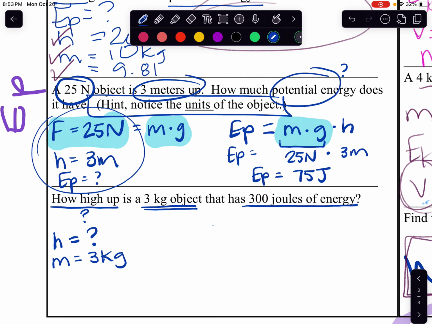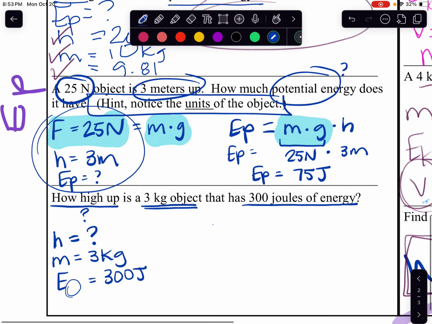And then they do something a little tricky. They just say it has 300 joules of energy. So we're like, okay, some type of energy. Maybe I don't know what type yet, kinetic or potential or some other type, but some type has 300 joules. How can we figure out what type of energy that is? Let's just do both examples right here. If it were potential energy, the object would have mass, gravity would be present, and it would have a height.